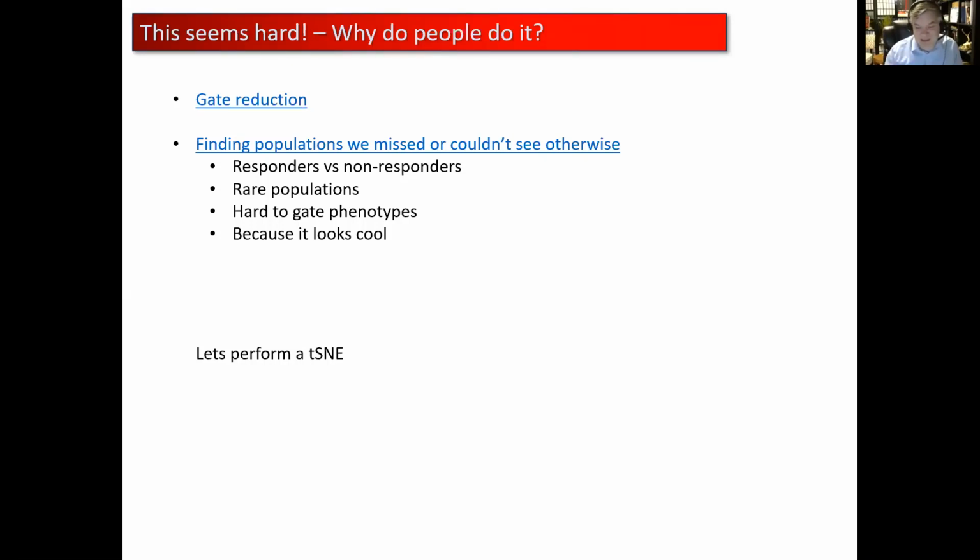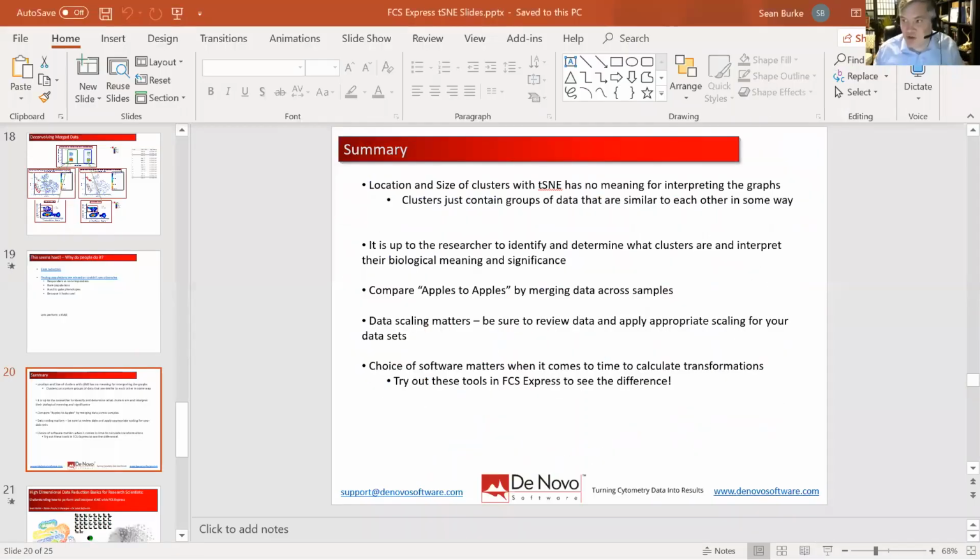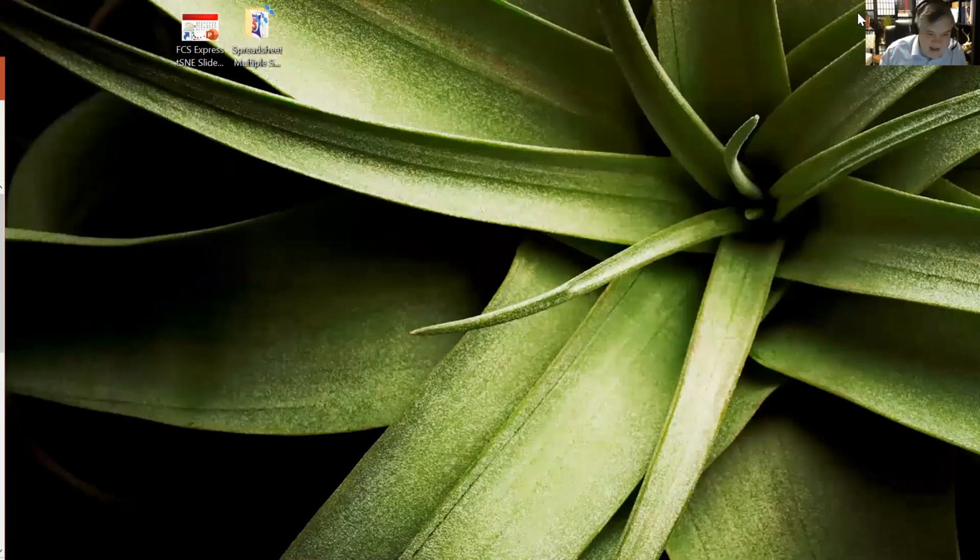Looking cool is certainly one thing, but don't go overboard trying to create t-SNE plots just because somebody says you need a t-SNE plot in here, right? If you're finding the same sort of information that you would derive from a t-SNE plot with a standard type of flow cytometry analysis, I don't see any reason why you would have to go and use a t-SNE plot.